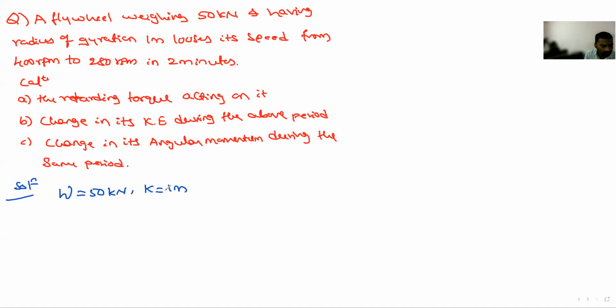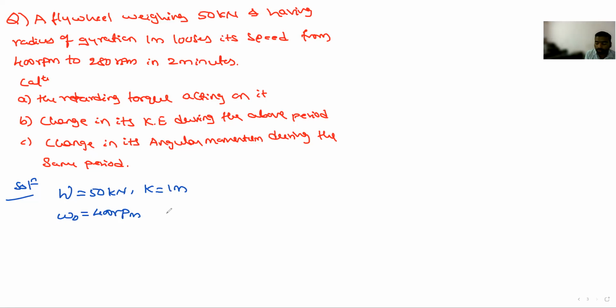Then loses its speed from 400 rpm to 280 rpm. Initial rotation, how much is it? 400. It is coming downward. It is initially rotation, that is angular velocity. It is omega naught, that is equal to 400. RPM is given.